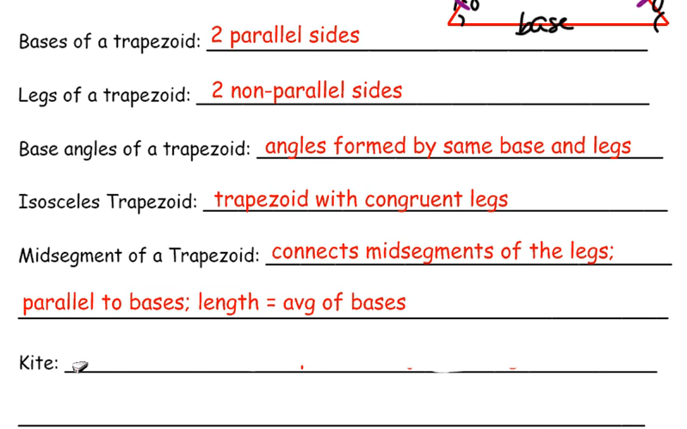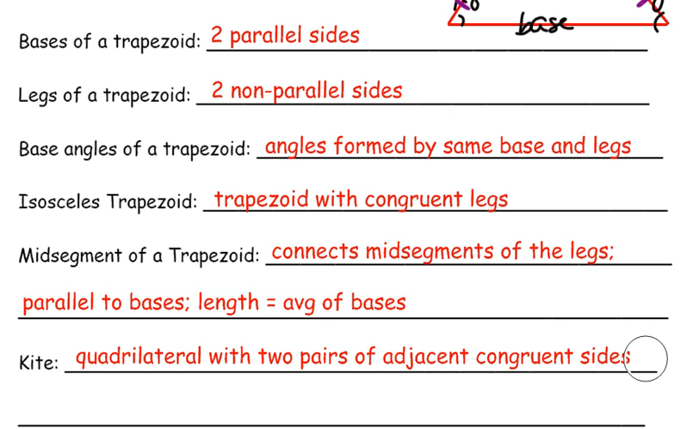All right, and then the last special quadrilateral we're going to talk about is a kite, and a kite is a quadrilateral with two pairs of adjacent congruent sides. And we all know what a kite looks like. We flew them in our childhood. So we've got these two sides, which are adjacent, and they are congruent. And then we have these two sides, which are adjacent, and they are congruent. And that is my kite.